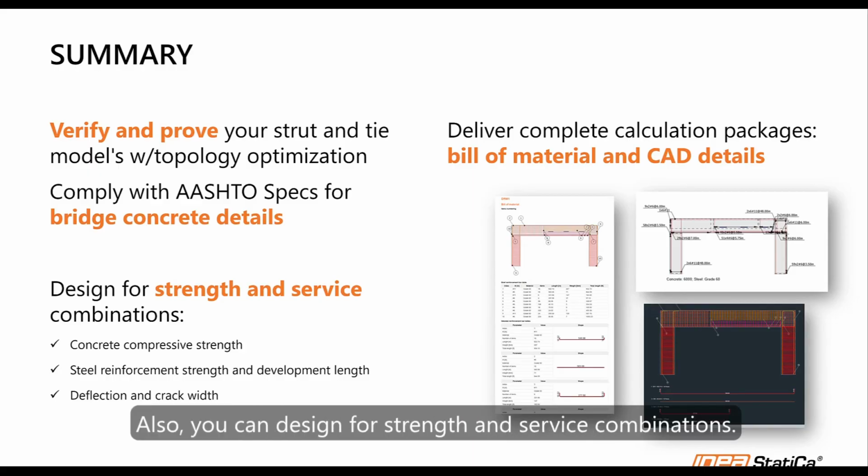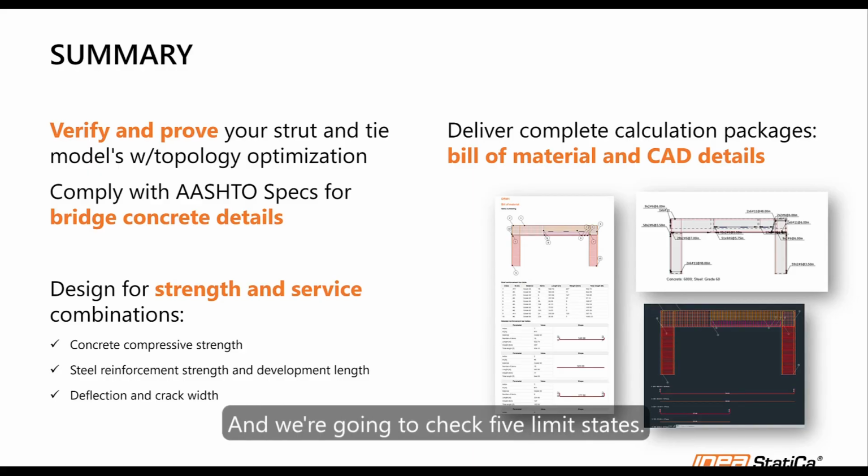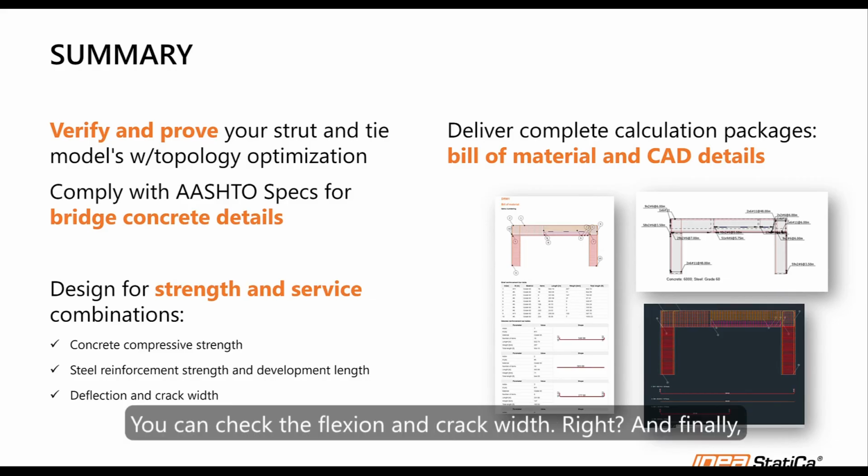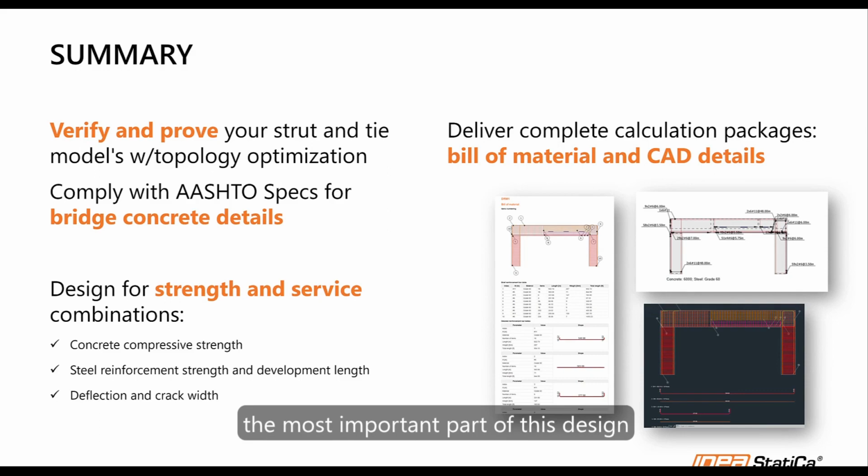Also, you can design for strength and service combinations, and we're going to check 5 limit states. The first one is the concrete compressive strength. The second, steel reinforcement strength and the development length of this reinforcement. So that is equal to anchorage in our application. And then for the service load combinations, you can check the flexion and crack width, right? And finally, almost the most important part of this design is to deliver a complete calculation package, including bill of materials and CAD details.